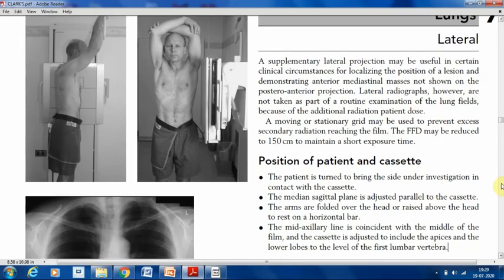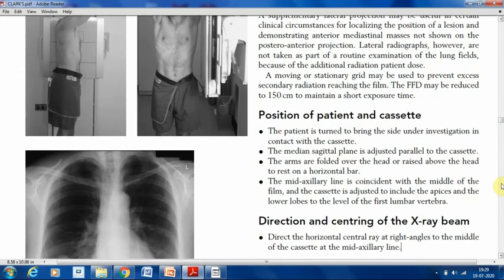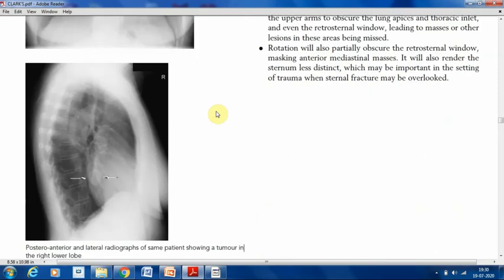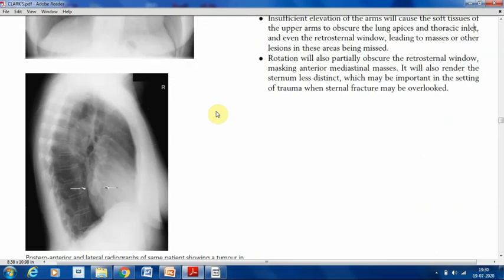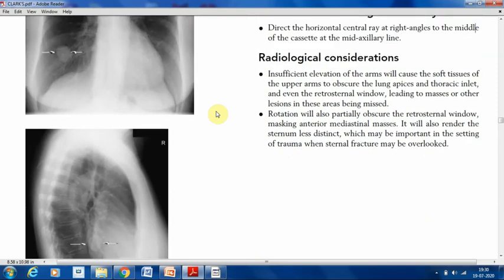Next is cassette placement. I already mentioned that if it is an adult patient, a 17 into 14 cassette size will be used, and it will be kept longitudinally, in this direction. The direction of the ray should be at the middle of the cassette, passing to the mid axillary line. That's the most important thing in the chest X-ray lateral view. Here also, the same thing: you should ask the patient to take a deep breath.